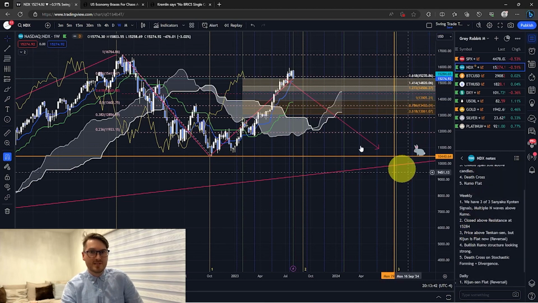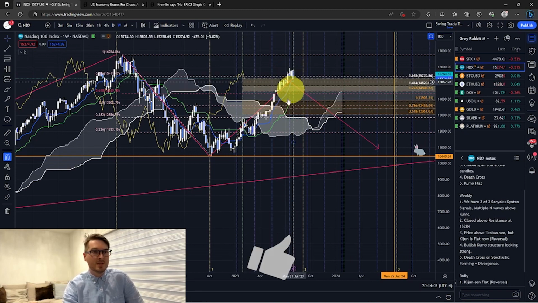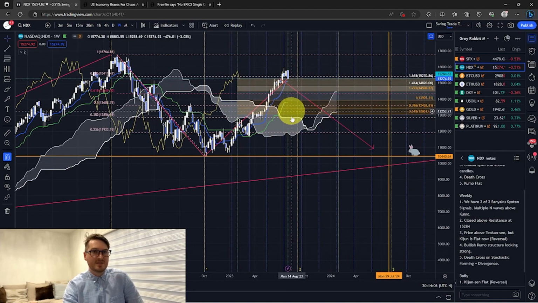So we see multiple N waves here. This is the same situation that we have on the S&P 500. We could have the market extend up to this level and get a double top before reversing back down, or the reversal could be happening now. So I'm expecting the reversal to happen sometime between now and September, just based on these time cycles.